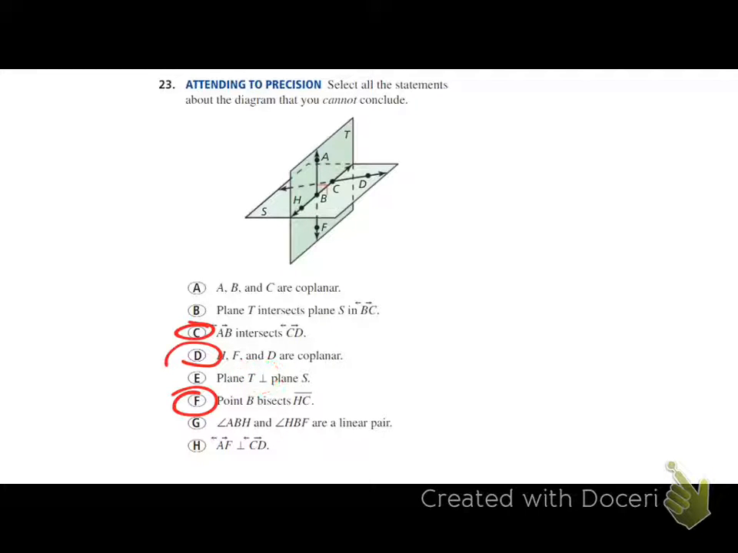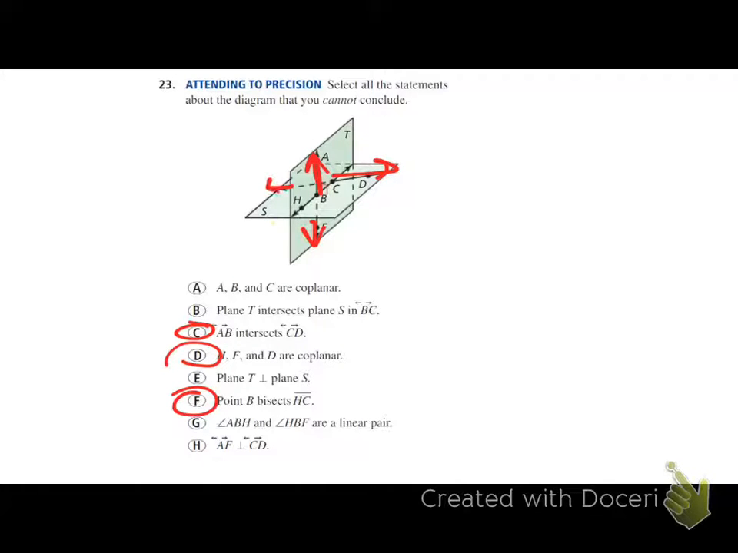And then the next one says ABF and HBF are a linear pair. Linear pairs are adjacent. Are these two adjacent? Adjacent means they share a wall. So they are adjacent, and then they would form 180 degrees. Do they form 180? Yes. So are these a linear pair? Yes, they are.